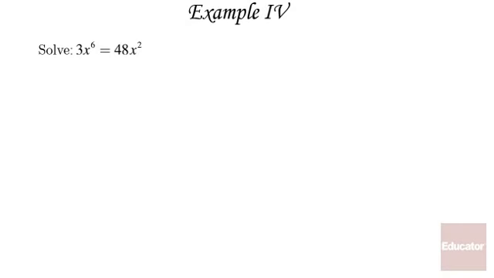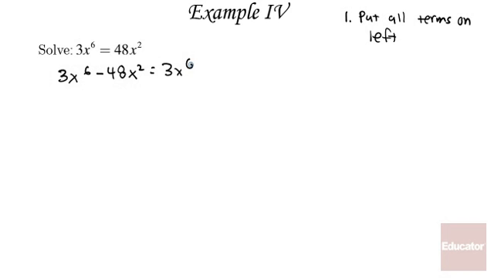Okay, in number 4, I have an equation. The first step is put all the terms on the left. Therefore, I'm going to subtract 48x squared from both sides. Now, once I've done that, I've got something I can work with.